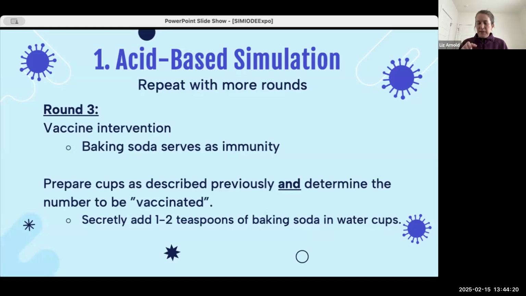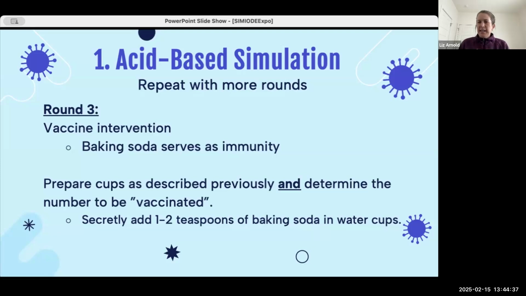Again, some have vinegar for infected. And this time you also determine how many of the class you want to be vaccinated. Again, this could be about 10% of the class, and you can change this as you like. And what you do in those cups is you put a couple teaspoons of baking soda in there.